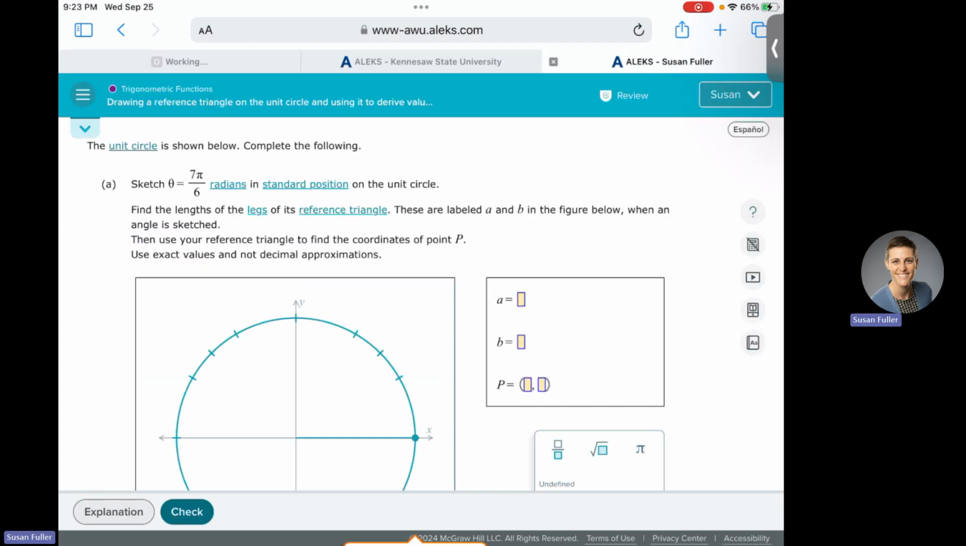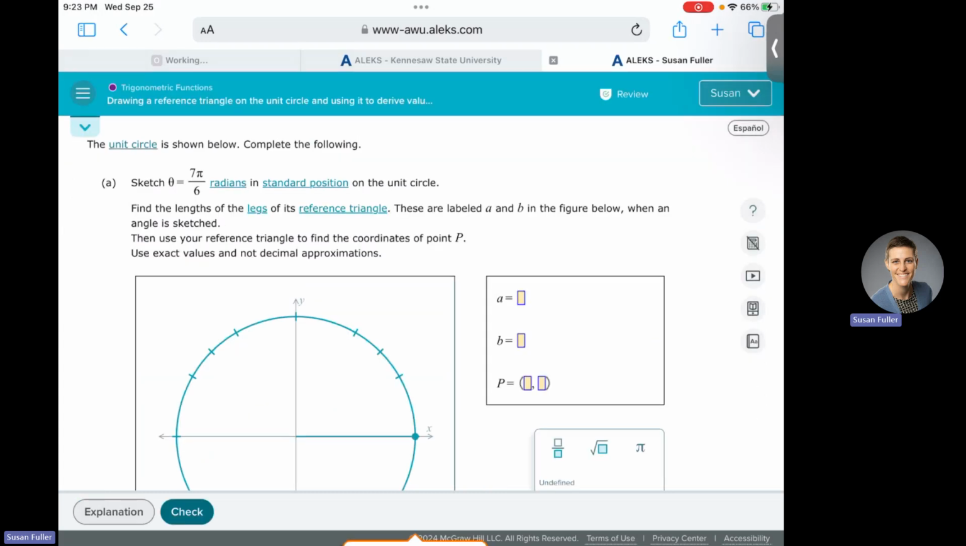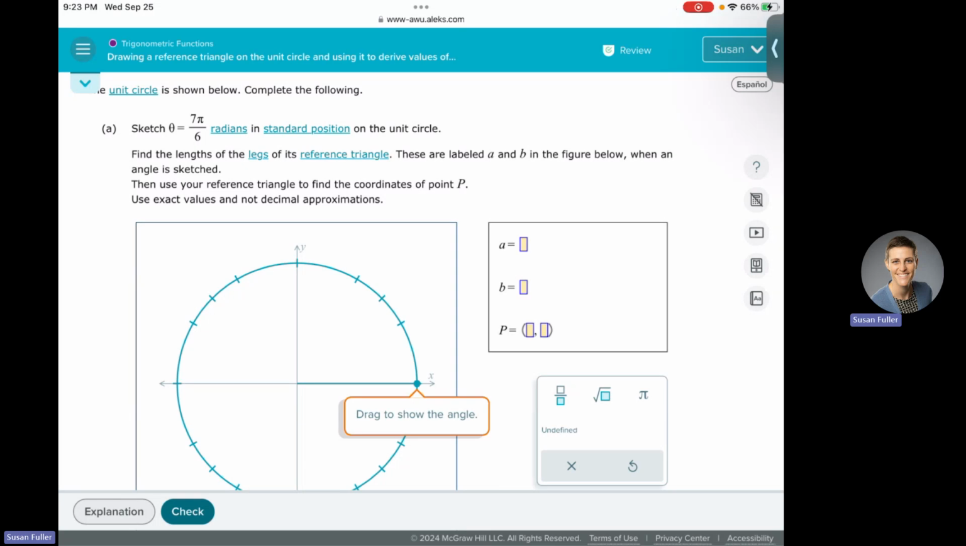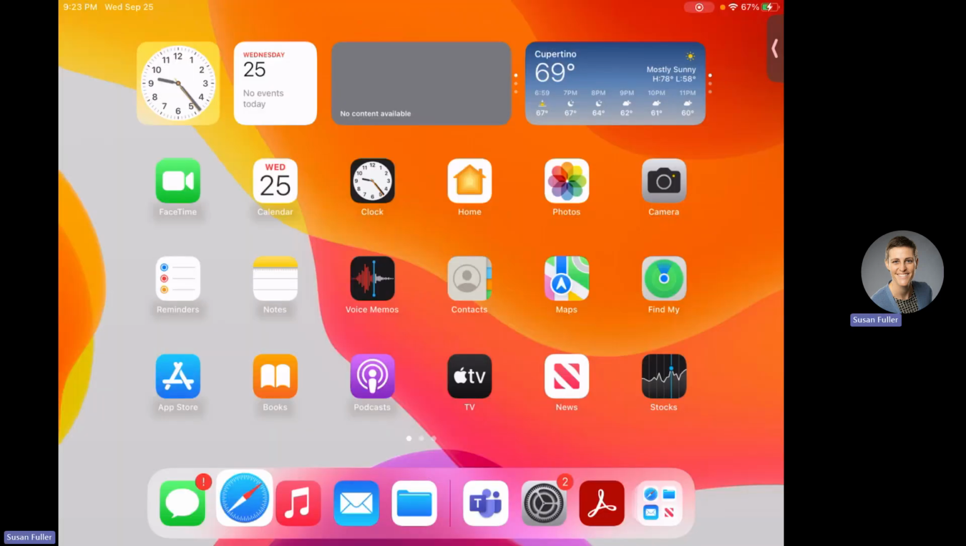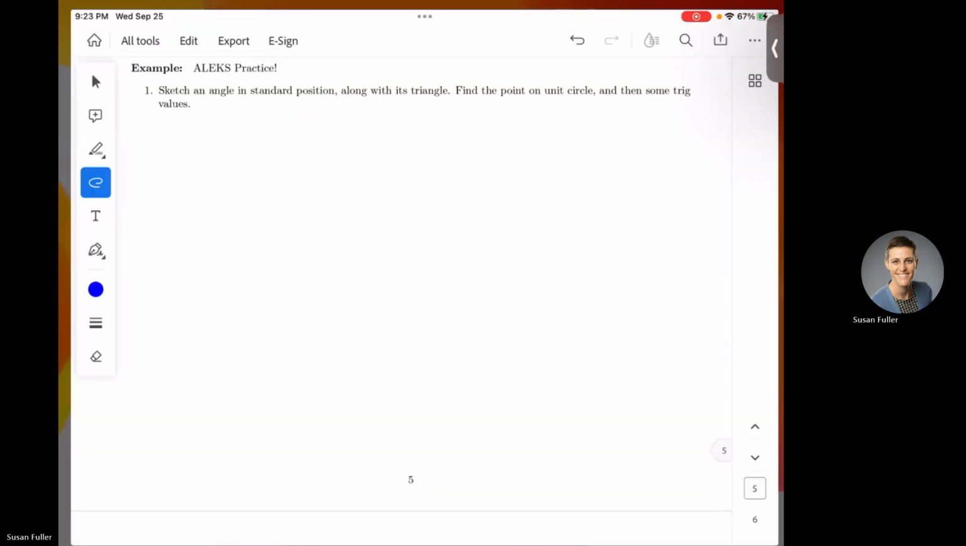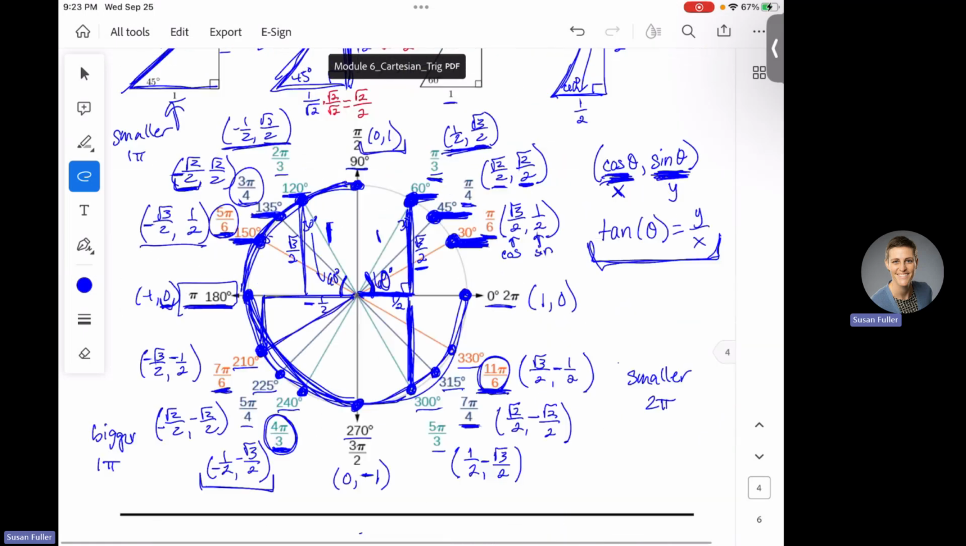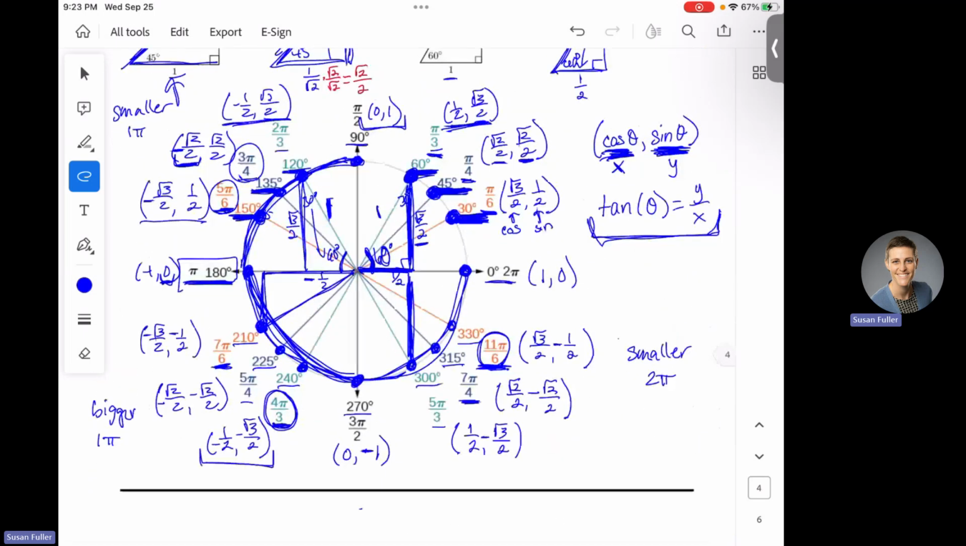Okay, so it gives me a unit circle, and it wants me to sketch theta equals 7 pi over 6 in standard position, and then find the lengths of the legs of its reference triangle. Okay, so 7 pi over 6. I'm going to hop back and forth here. We know that 7 pi over 6 is a little bit bigger than 6 pi over 6, so I'm going to be right down here in standard position.